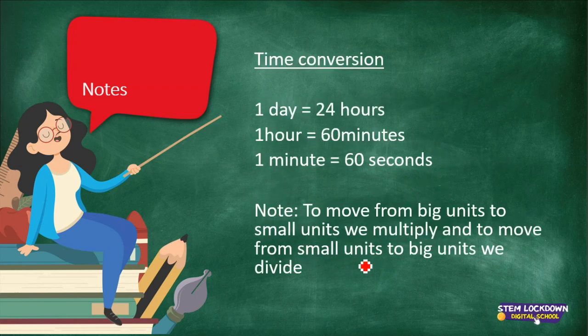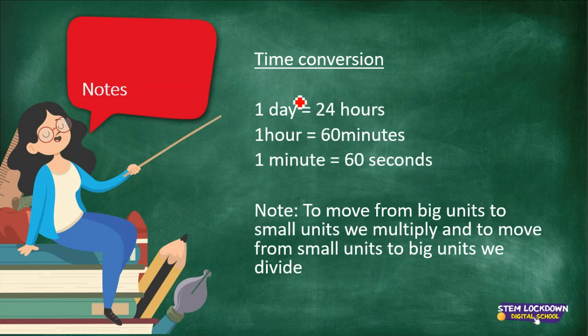You need to know these conversions. On our last lesson, we looked at how to convert units of length. For this lesson, we're looking at how to convert time, a basic introduction to how to convert time. We all know that one day is 24 hours, so keep that in mind. 1 hour is 60 minutes, and 1 minute is 60 seconds.